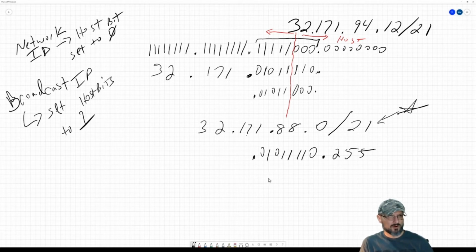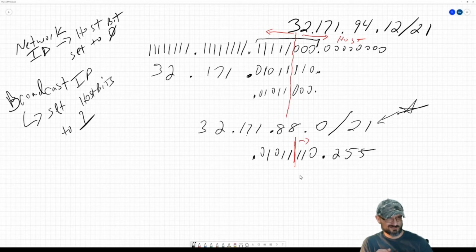So the part we need to convert, again, are the host bits. Well, if we look up to the top here, this is where the subnet bits meet the host bits, right here. So these bits all have to be 0. I'm sorry, in this case 1. We're doing broadcast.